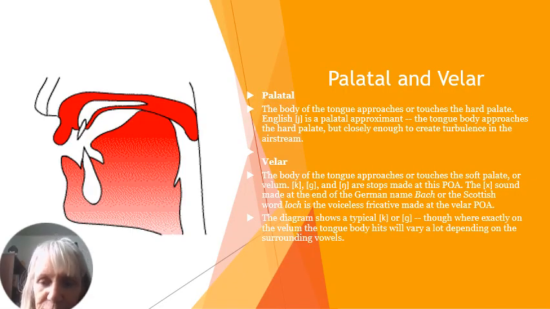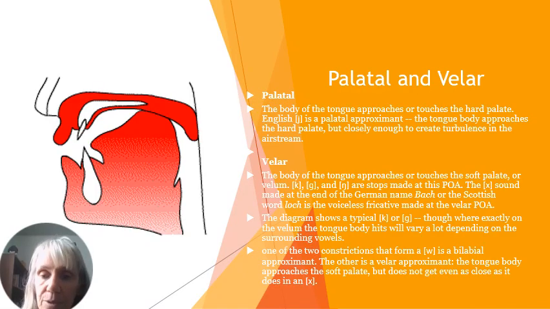The diagram shows a typical k or g sound, okay? K or g. Hear me making that sound on the end of that? K, k, k. I'm going to pull back. K, k, k. Though we're exactly on the velum, the tongue body widths will vary a lot depending on the surrounding vowels. A lot of these depend on the vowel sound that's coming next, because there are going to be a bunch of sounds and they will balance each other out to some degree.